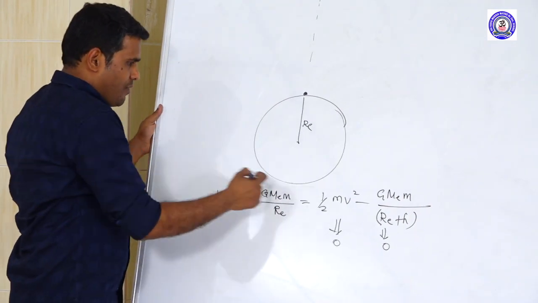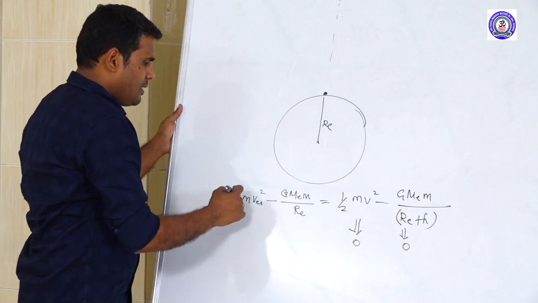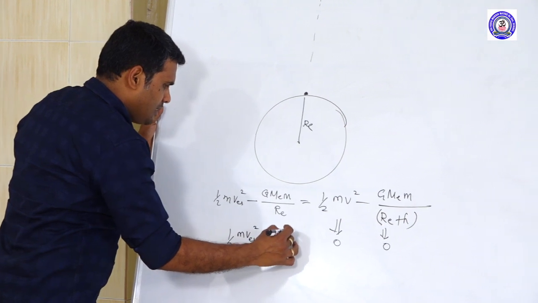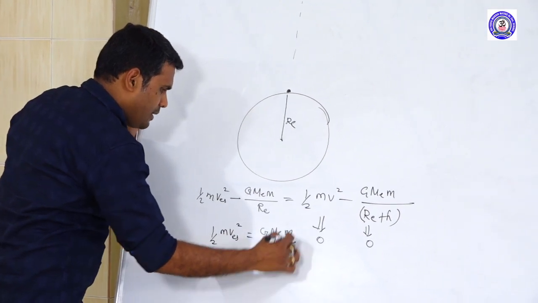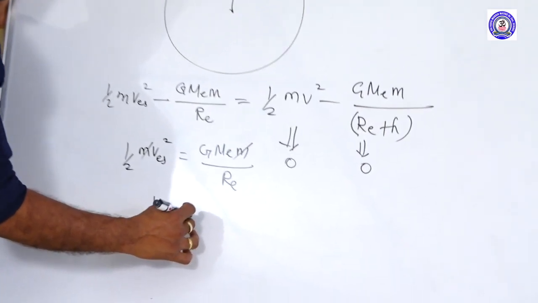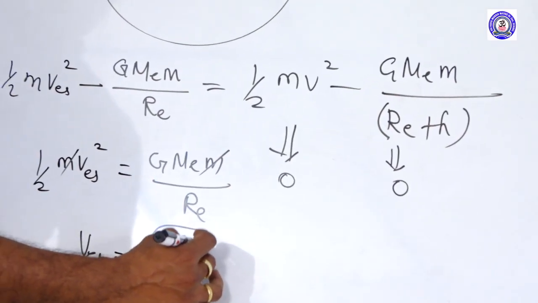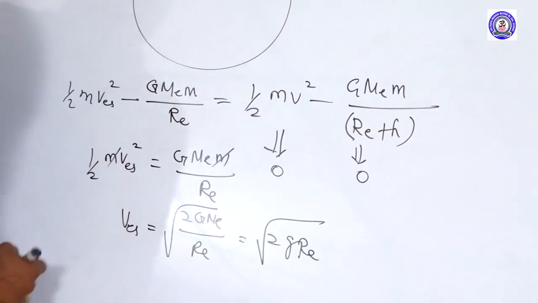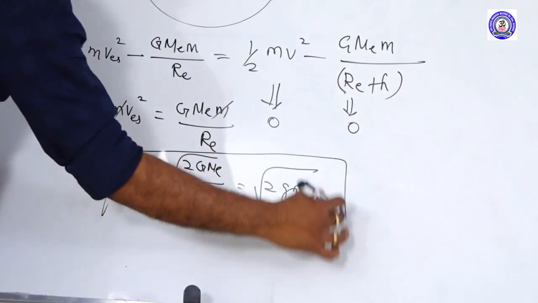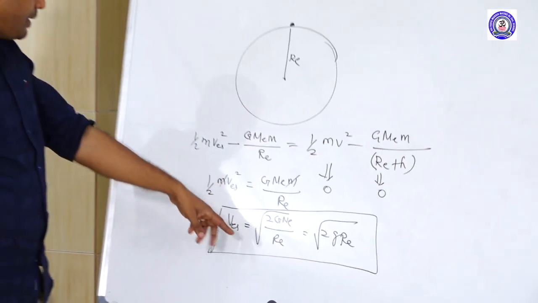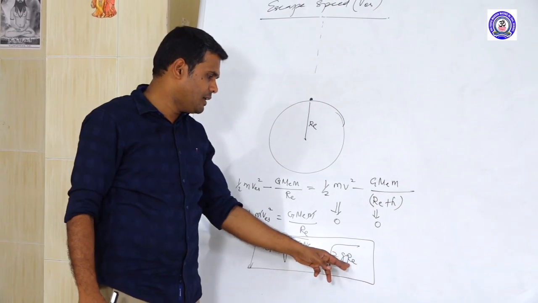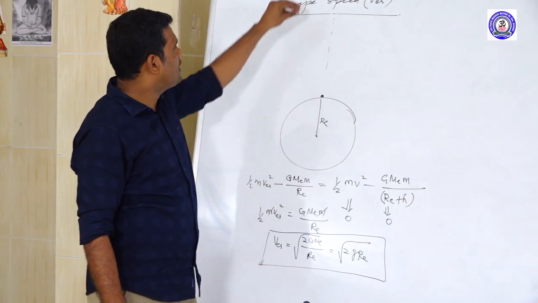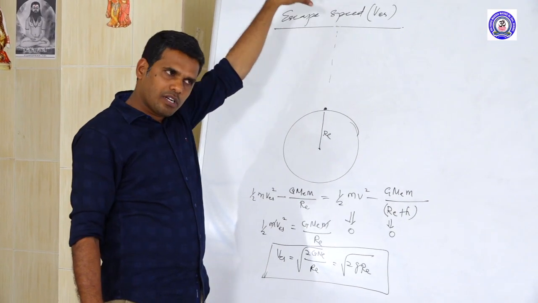Then according to the law of conservation of energy, half m v escape square is equal to G Me m divided by Re. m cancels out. V escape is equal to square root of 2 G Me divided by Re, or otherwise I can write square root of 2 g Re. This is the expression for escape velocity. This is for the condition where the kinetic energy becomes 0 and the potential energy becomes 0 at a particular point.